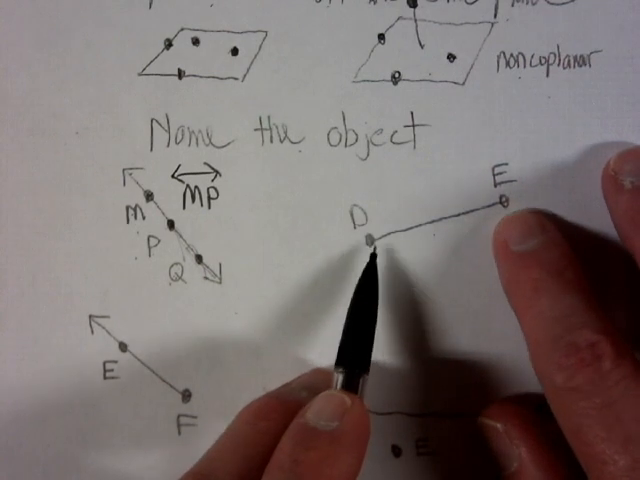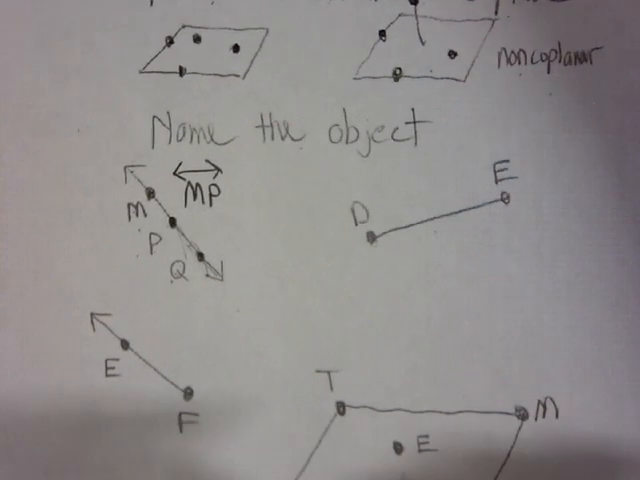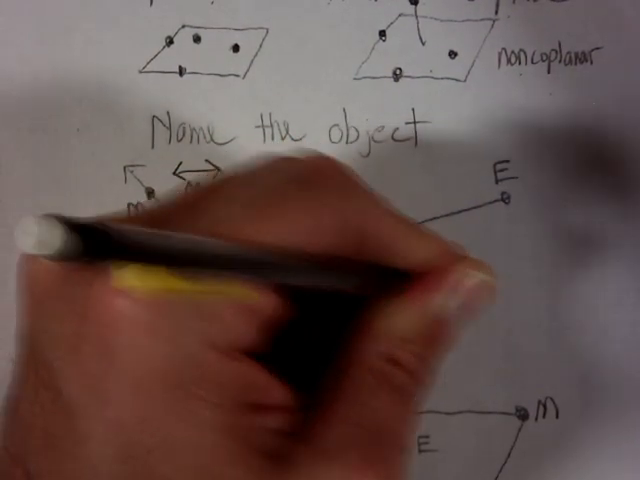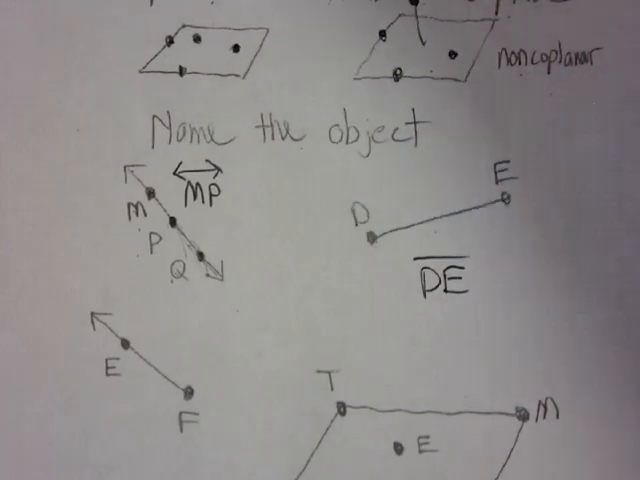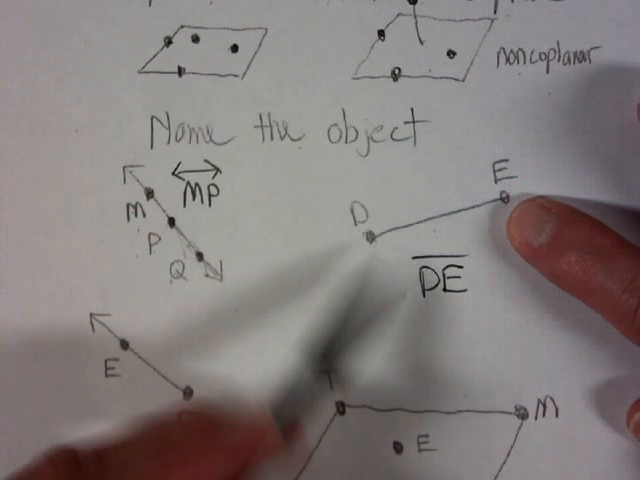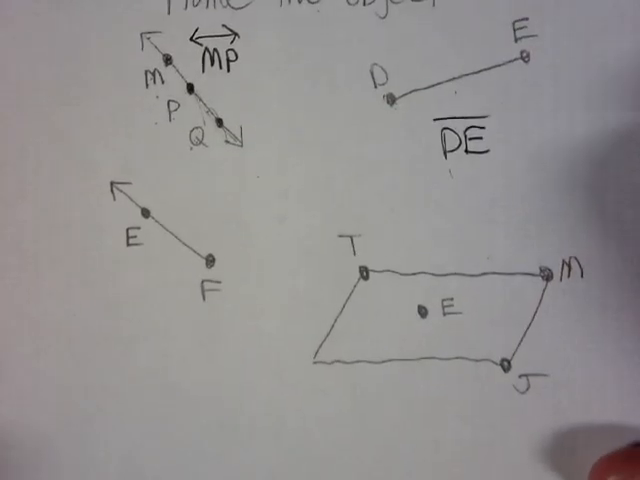Next object. What is it? Identify it first. This is a segment. How do we name a segment? With the 2 letters of the endpoints. The endpoints are D and E, and I will make sure I put my segment symbol above the letters. The correct way to name this object is segment DE.